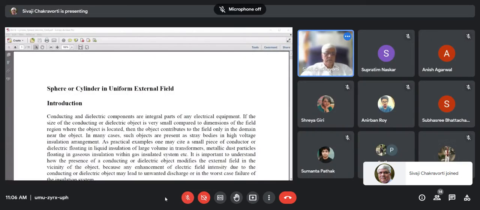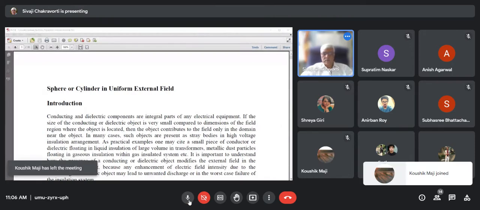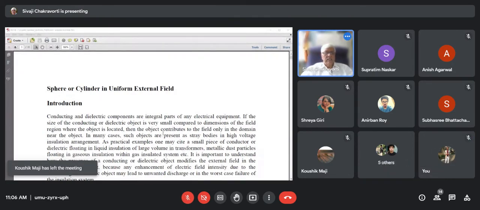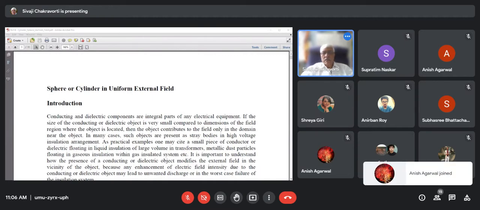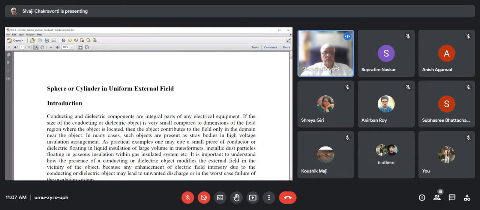So you can see here the title topic is sphere or cylinder in uniform external field. So two things, before I go into the details, let me make very clear. Don't think this is a totally theoretical topic, although today what I will discuss is only theoretical. But there is something practical behind this one also.